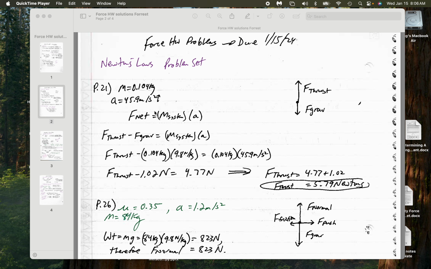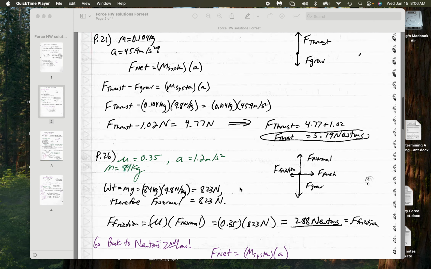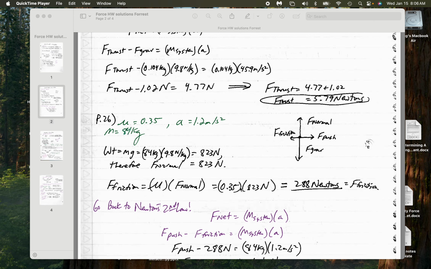So I'm separating this into two separate forces, because my goal is to find the thrust. So the thrust is up, gravity, which is basically m times g again, is down, and that equals the net force, which is the mass times acceleration. So we get the thrust minus 1.02 is equal to 4.77, so the thrust is 5.79 newtons.